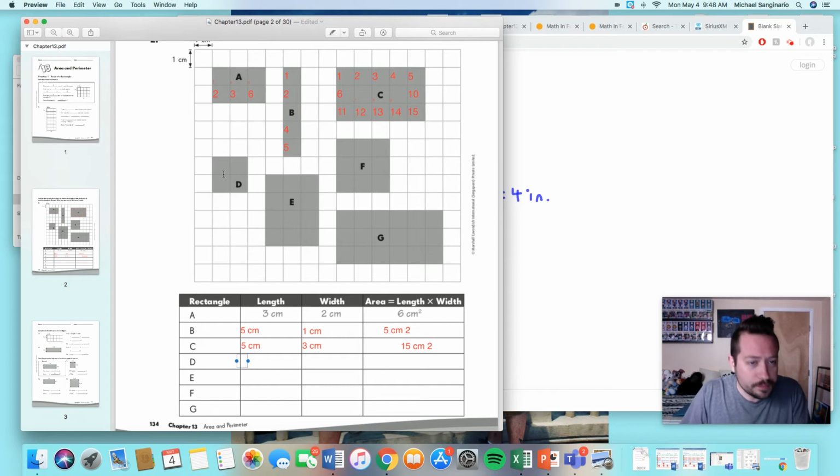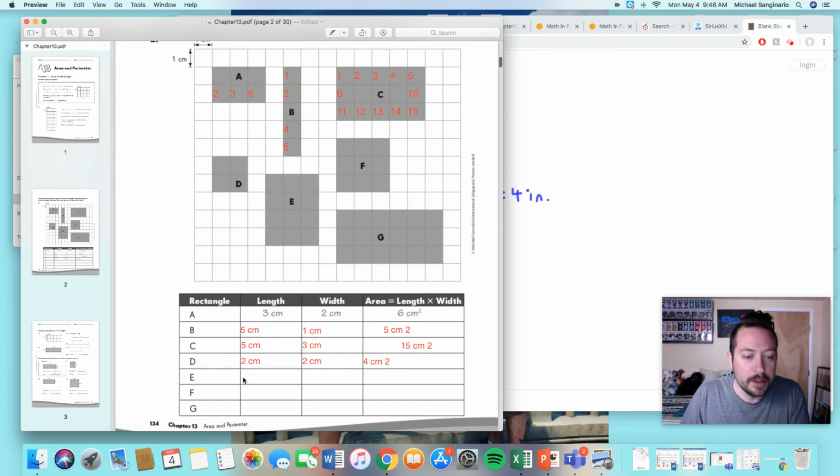Letter D is a square. So remember, all 4 sides are the same in a square. So the length and the width are going to be the same, and they're both 2 centimeters because there's only 2 boxes for each. If I were to count up all the boxes here, 1, 2, 3, 4, it'd be 4 centimeters squared. If I multiplied 2 times 2, I would get the same thing, 4 centimeters squared.